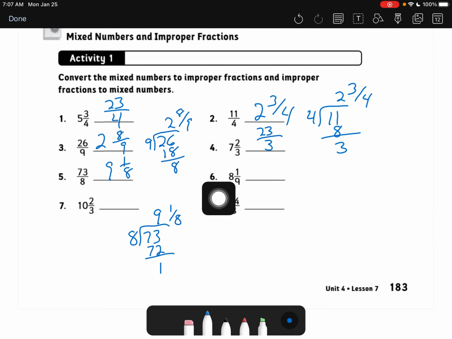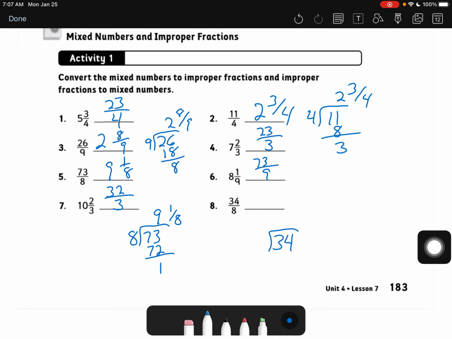Number 6. It's a mixed number, so 8 times 9 is 72, plus 1 is 73. So I'm going to get 73 over 9. And on number 7, 10 times 3 is 30, plus 2 is 32. 32 over 3. And number 8, we have to divide.